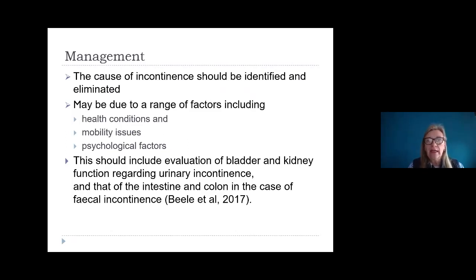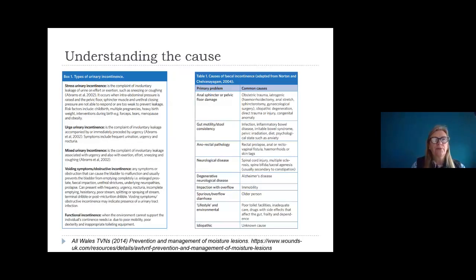But what we should really be thinking about is evaluating the bladder and kidney function and the intestine and colon function if it's faecal incontinence. And for me, this is one of the things that gets done least well. We tend to jump to a passive solution to managing the byproduct, to managing the incontinence itself, without working out why it's happened in the first place.